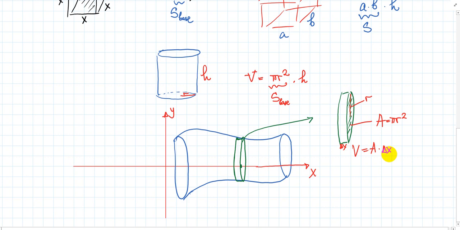What if I cut this into many pieces? Many pieces. How to find the volume? So I need to find each of the volumes, right? Then I need to sum them, right? So what do you think? Does the area of the surface depend on where I'm cutting?